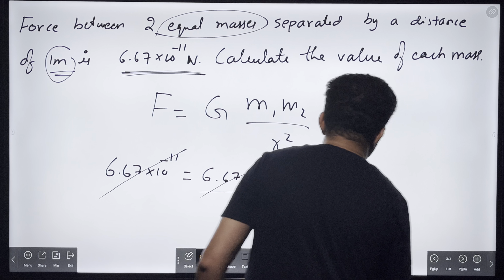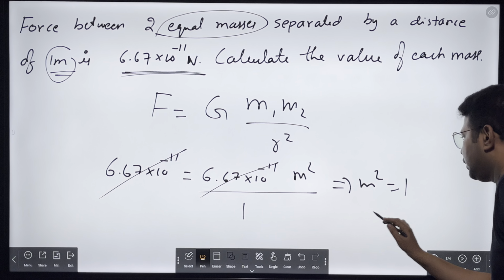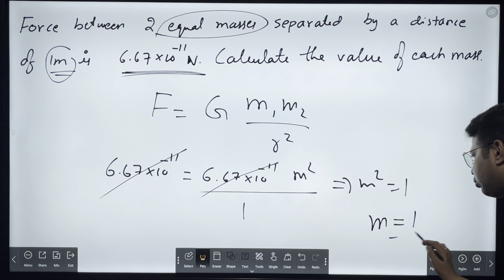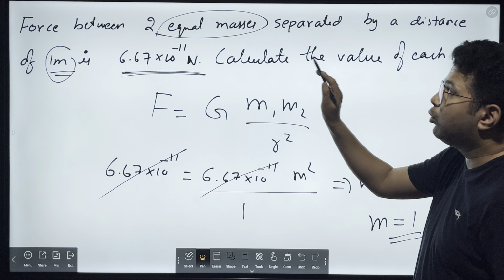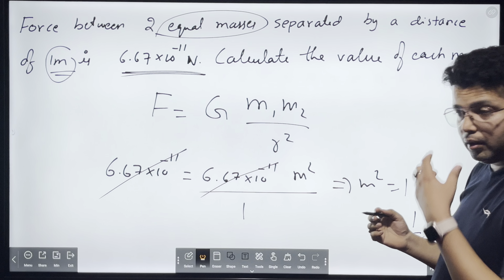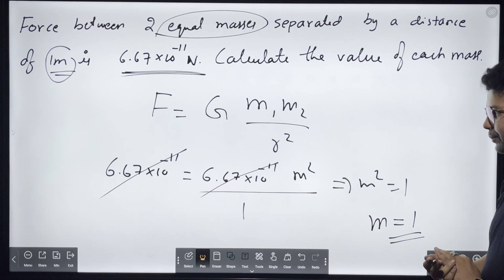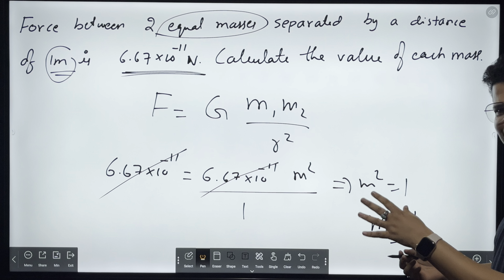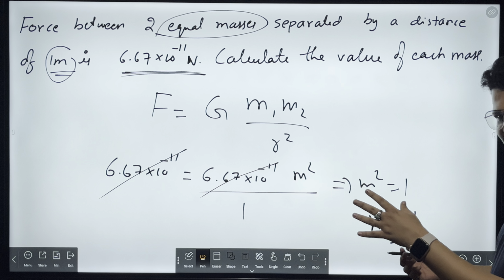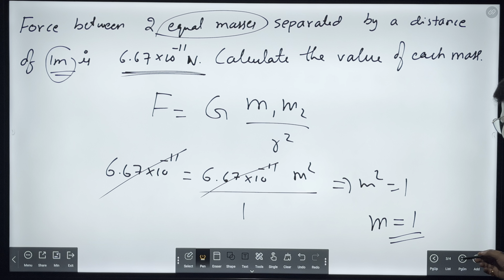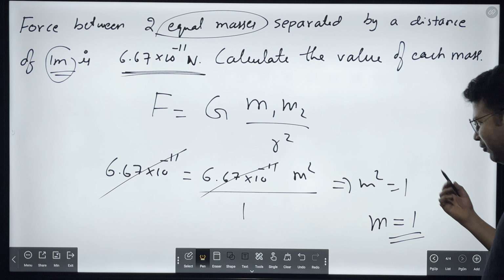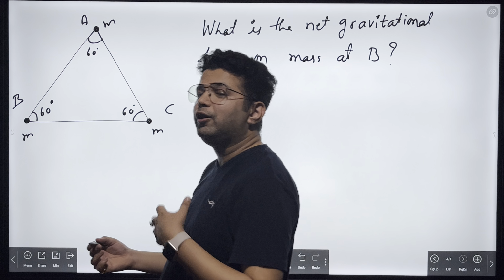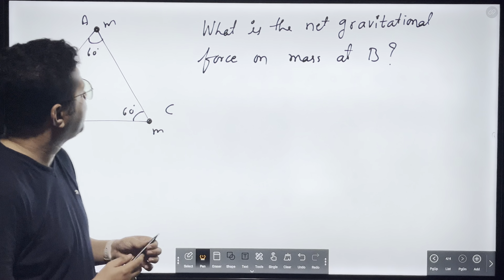So what do we get? We get m square is equal to 1, or m is also equal to 1. So therefore both the masses have a value equal to 1 kg. This is just a simple problem, just for understanding the formula. These type of simple problems will not come in examination, but still I'm solving it to make sure that we know how to use it.